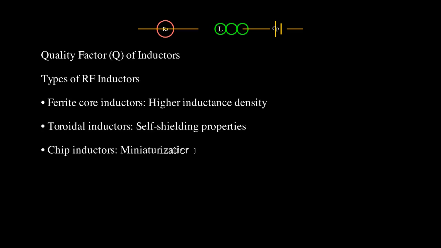Chip inductors are designed for surface mount applications where size is critical. They use various construction techniques including wound wire, thin film spirals, and multilayer ceramic construction. While compact, they typically have lower Q factors than wire-wound types.